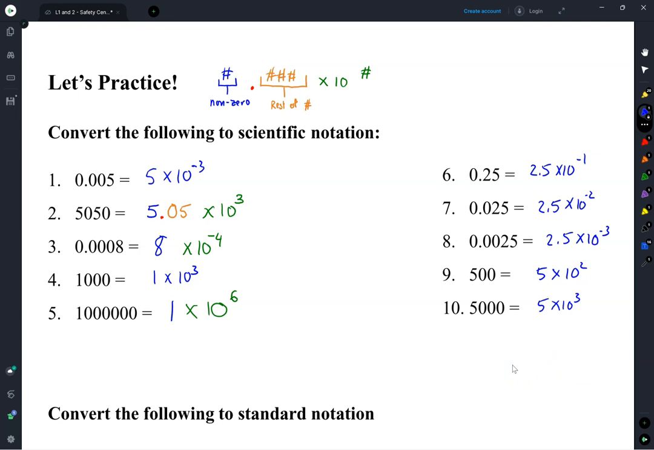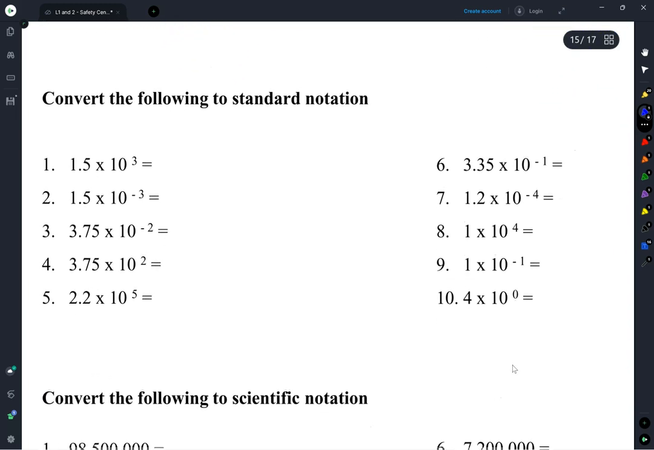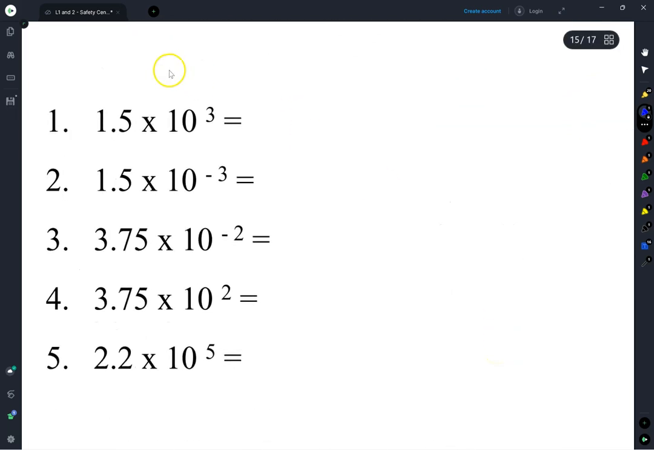Moving ahead, let's try and do it in the opposite direction, converting from scientific notation into standard notation. That's just regular numbers, the ones that we are most familiar with. So in this case, I'm just going to rewrite the exact number I see over here, 1.5, and it says here times 10 to the power 3, so I got to make 3 jumps.